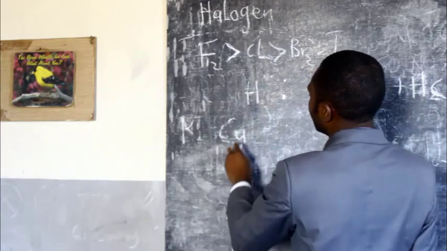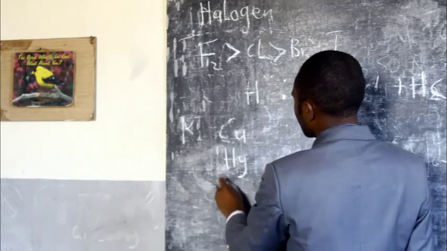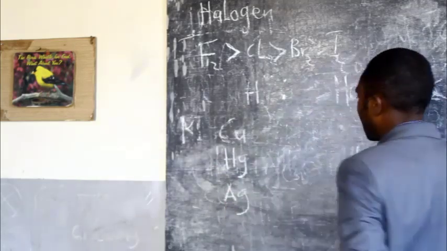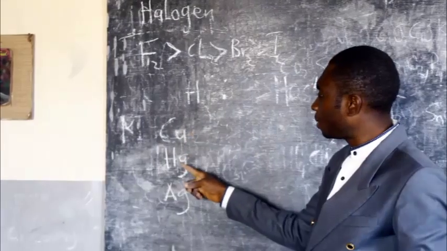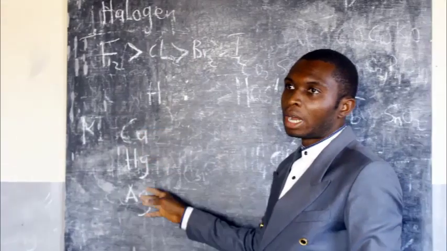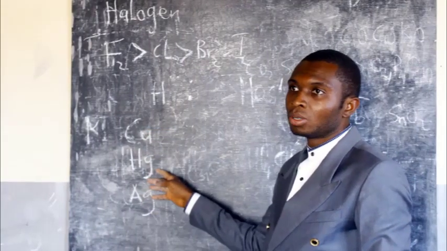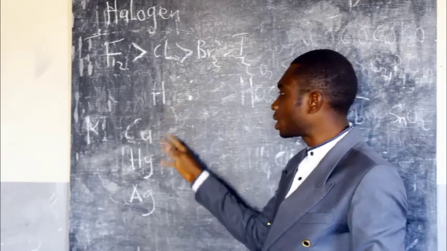You see copper, you see mercury, you see silver. Pay attention, they are lower than hydrogen in the activity series. Are you hearing me? So they cannot displace hydrogen. So these ones are insoluble.